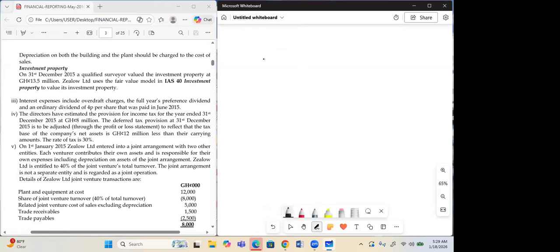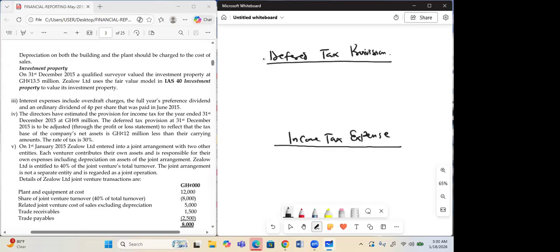Okay, so deferred tax provision account. So my deferred tax provision. And then I'll come down and open my income tax expense. Taxation is always one way. It will give you a lot of tips. So hold it. Then you solve the deferred tax provision first.